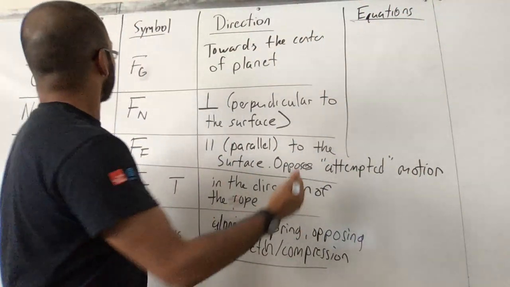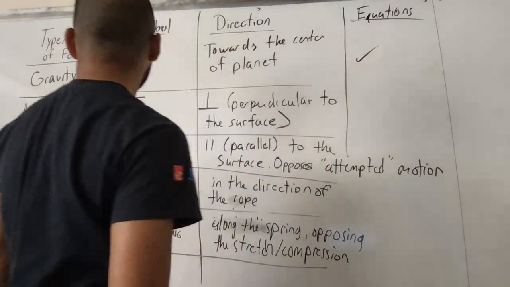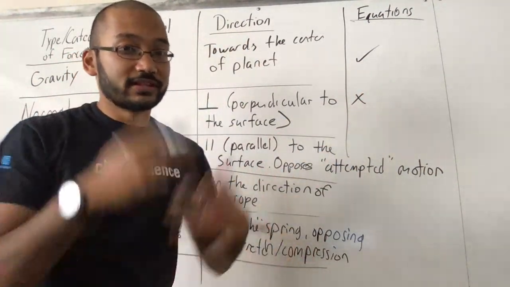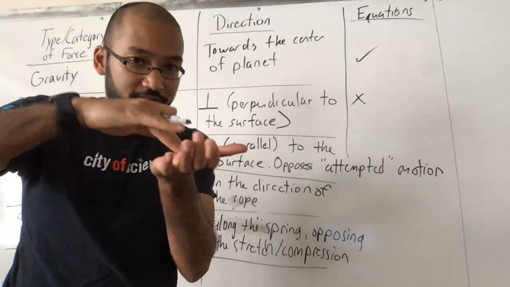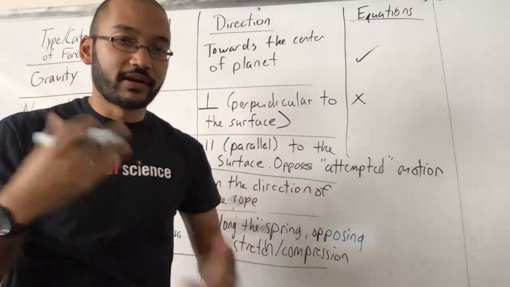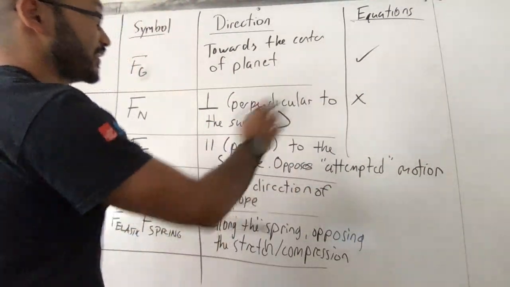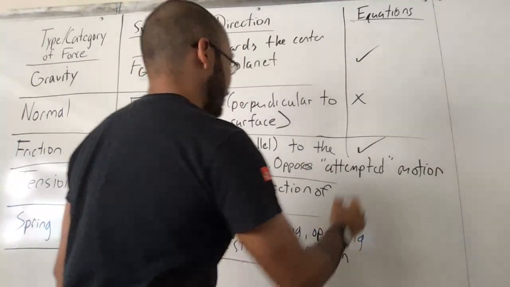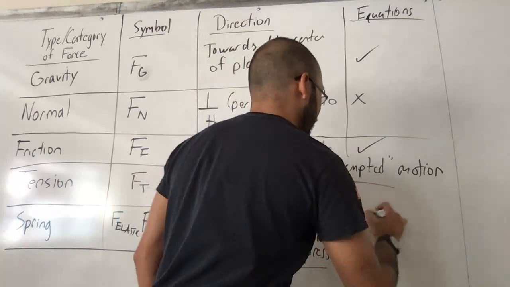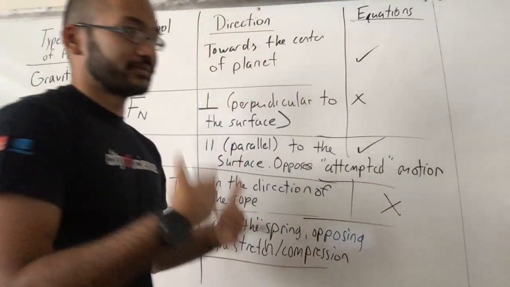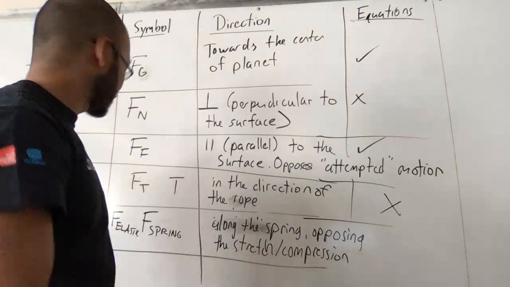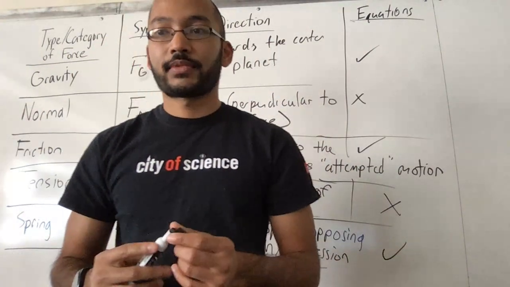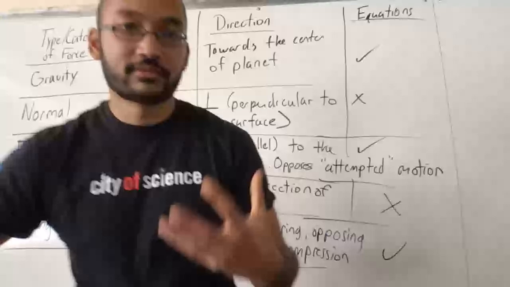So gravity has an equation. We'll talk about that later. The normal force really depends on the surfaces. Like right now I'm exerting a normal force. That's not a very well-defined thing. I can put numbers to it, but it's not a nice, neat equation. Friction, there is an equation for friction. Tension, no equation for tension. It's kind of an effect that happens from something else. And springs do behave in a way that we can describe with a nice equation.